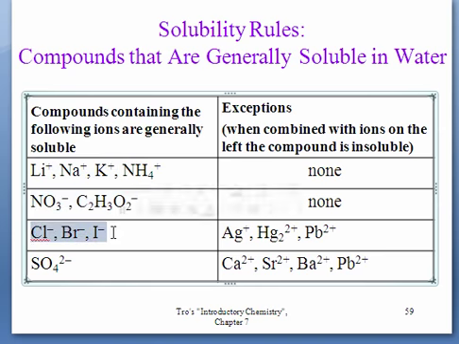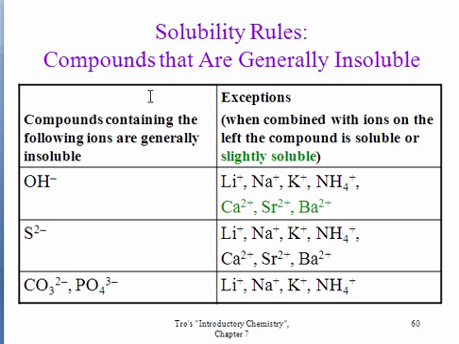Now chloride, bromide, and iodide are usually soluble except when they are paired with silver, mercury, or lead 2. In those cases, they will form insoluble compounds. Sulfate is generally soluble except with calcium, strontium, barium, and lead 2. It forms insoluble compounds with these cations.